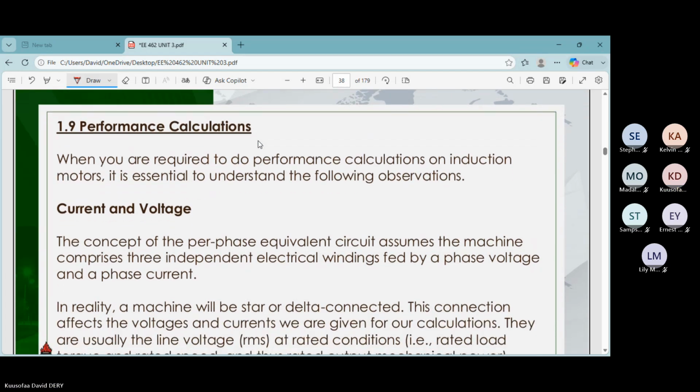So now we continue. When you are required to do performance calculation on induction motors, it's essential to understand the following observations: the voltage and the current. The concept of the per phase equivalent circuit assumes the machine comprises three independent electrical windings fed by a single phase voltage and a phase current. In reality, the machine will be star or delta connected. So this connection affects the voltages and currents that are given for our calculation.